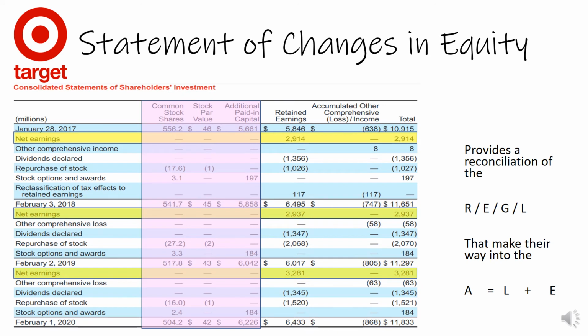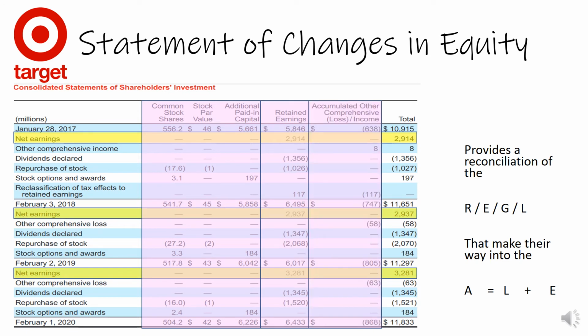These first three columns, common stock shares, stock par value, and additional paid-in capital, are one component of the equity statement. Retained earnings is another. And accumulated other comprehensive loss and income, that's a separate category altogether, but it also appears on the balance sheet.